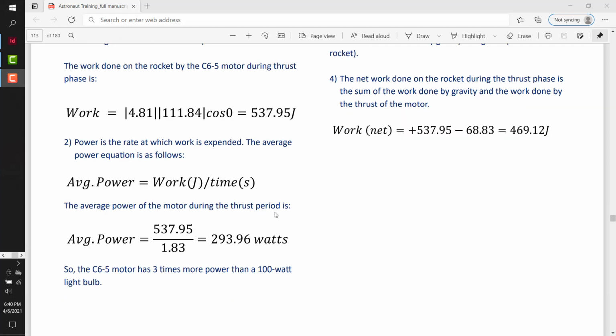If you recall, average power is equal to work divided by time. So the work done on the rocket by the C6-5 motor was 537.95 joules, and we divide that by the time over which the thrust was applied, which was 1.83 seconds, gives us an average power of 293.96 watts.